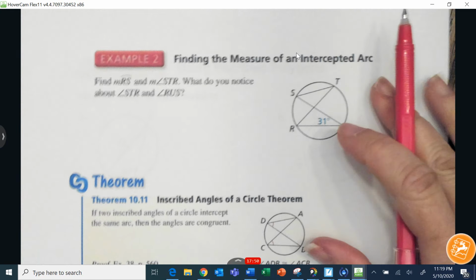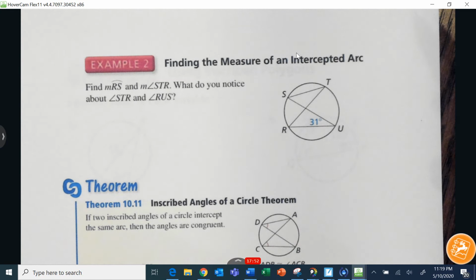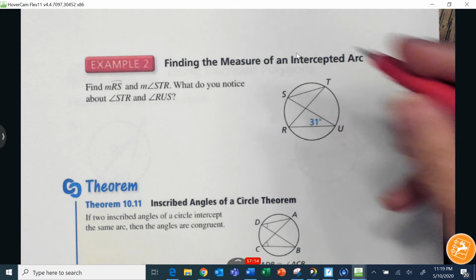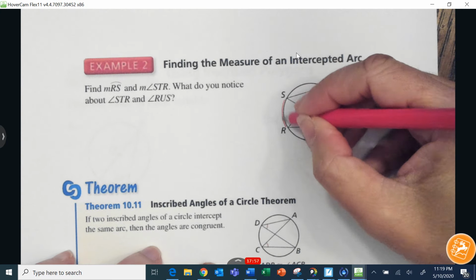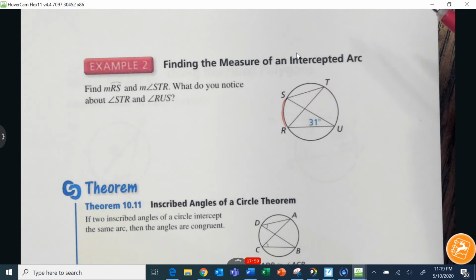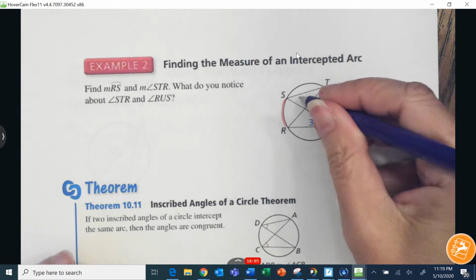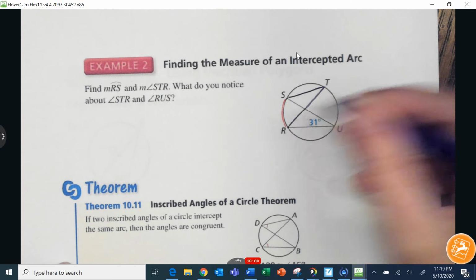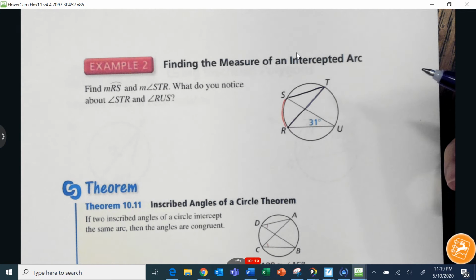Okay, example 2, measurement of arc RS. So RS is right here. And measurement of angle STR. Angle STR. So we're going to find those measurements.